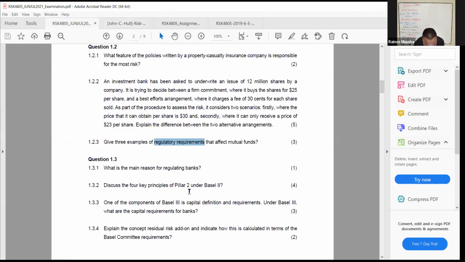Moving on to question 1.3. They say, what is the main reason for regulating banks?